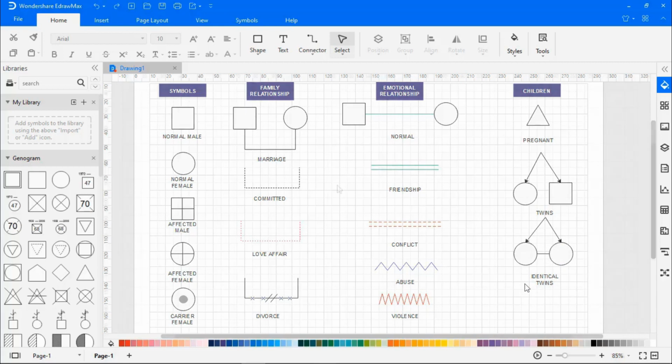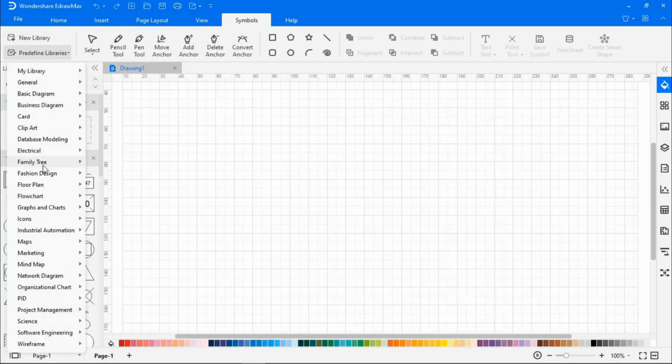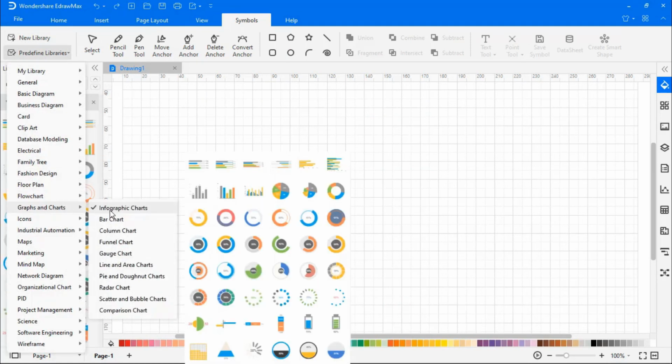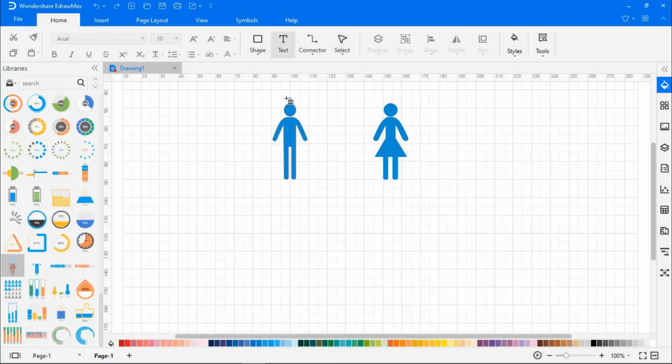Now, let's see how hemophilia is inherited when the mother is a carrier. For explanation purposes, let's add an infographic chart. Let's add a male and a female. Hemophilia is an X chromosome-linked recessive disorder. A male will have X and Y genes. A female will have 2 X genes. We call the female the carrier when one of her X genes is recessive.